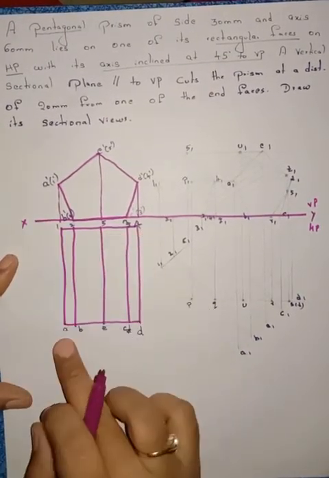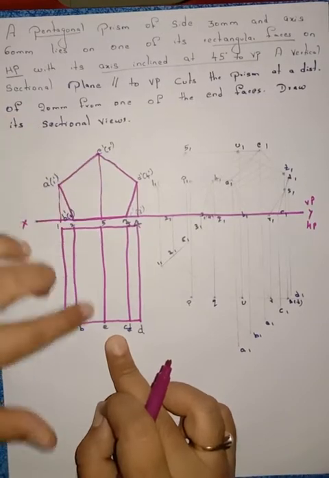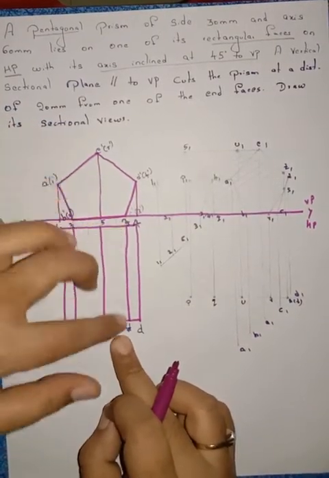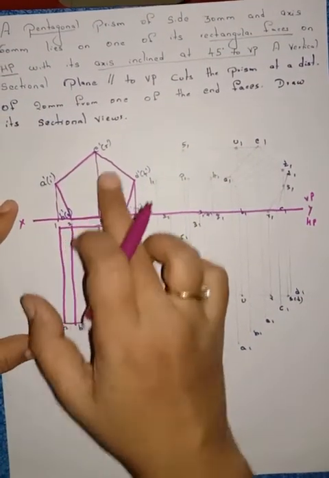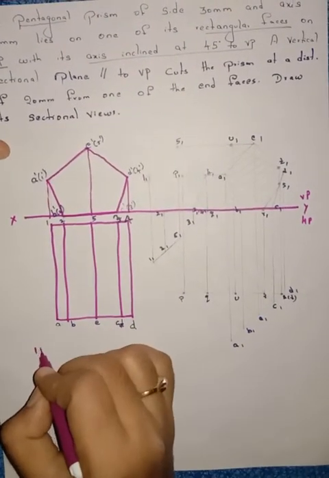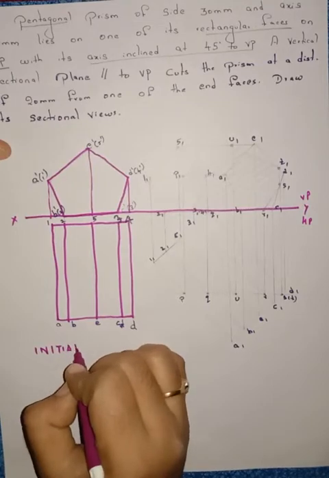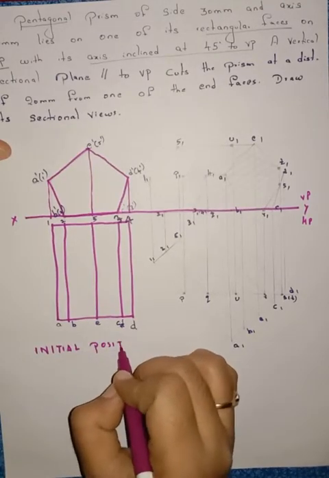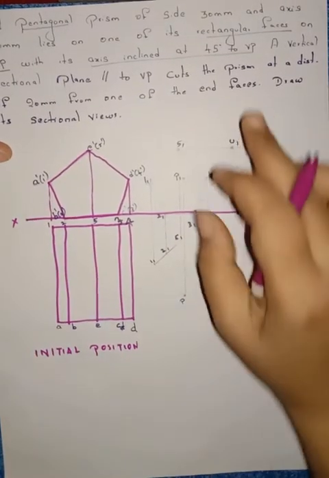Write down numbers here. Write down alphabets. A, B, E, D, C, D. 1, 2, 5, 3, 4. Right? This is your initial position.